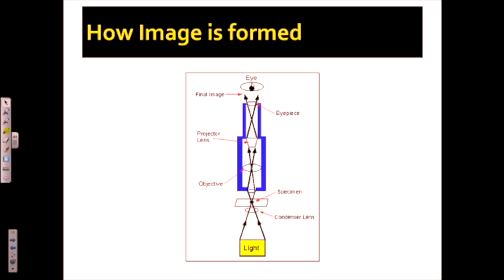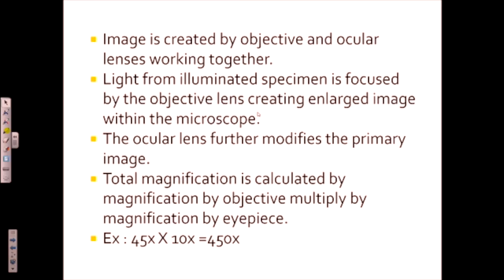And this is how the image is formed. So this is the eyepiece through which you see, and this is the source of light. And this is the stage where you place your specimen. And if you see how the light hits the specimen, it forms a primary image. And through this eyepiece, this primary image is magnified. So this is a very basic thing of the microscope. And the image is created by the objective and ocular lenses working together. So both of them are so important.